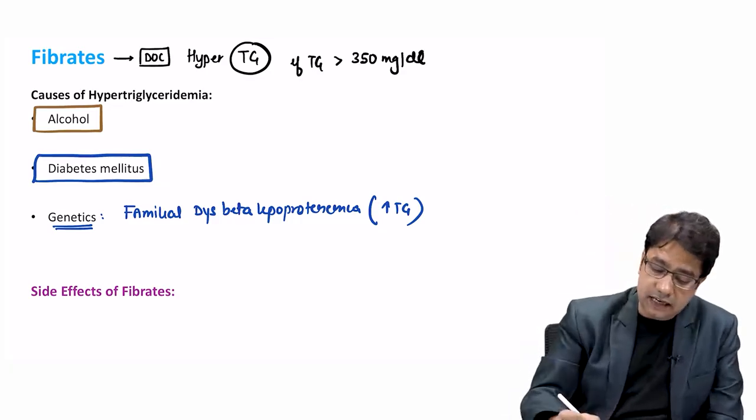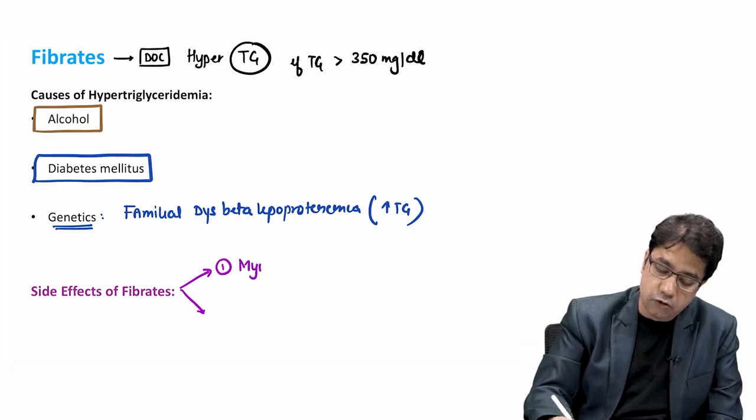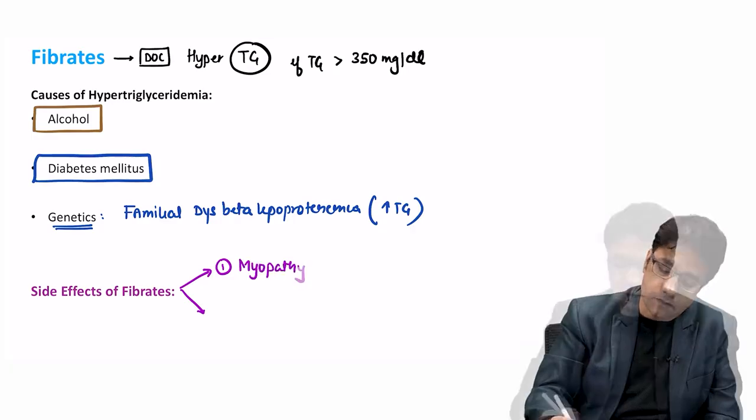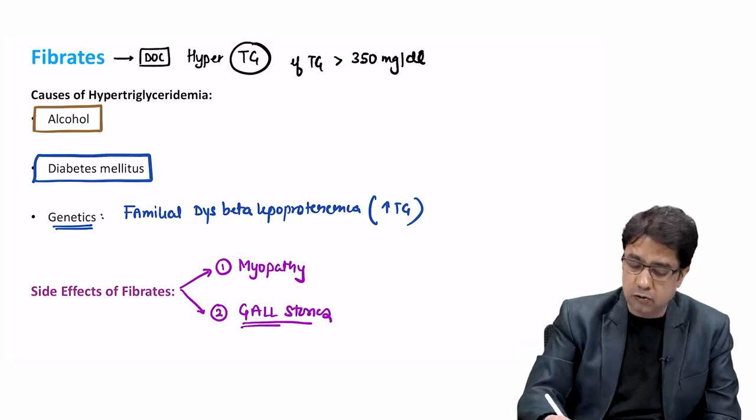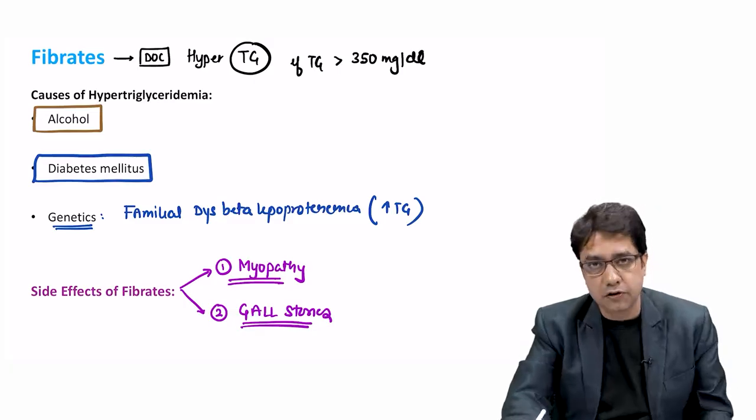Now what are the main side effects of fibrate? The first side effect is the same as statins, they cause myopathy, and they produce gallstones. Because they reduce gallbladder motility, slowly and slowly cholesterol becomes deposited.